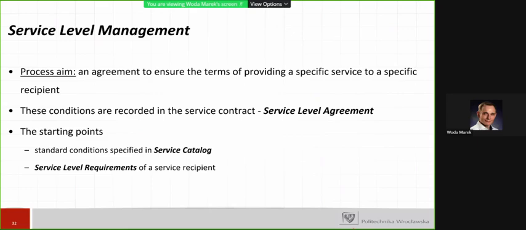So definitely there will also be some kind of compensation for the provider in the form of monetary payment, let's say monthly, for providing the service. And that kind of agreement, formally from the IT perspective, is called a service level agreement, or in short, SLA.